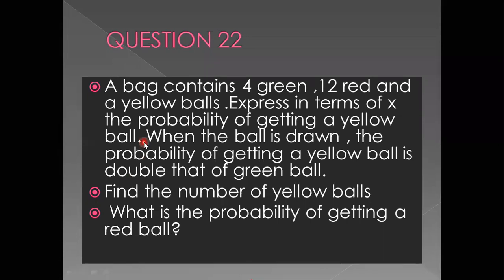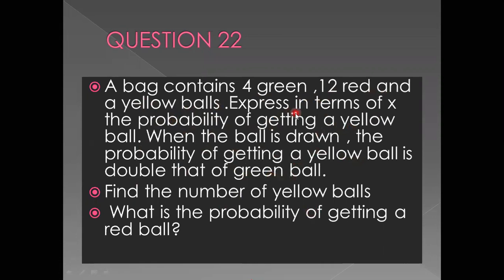So the question is on the screen. You can see it says a bag contains 4 green, 12 red and x yellow balls. Express in terms of x the probability of getting a yellow ball. When a ball is drawn, the probability of getting a yellow ball is double that of the green ball. And you have to find the number of yellow balls.